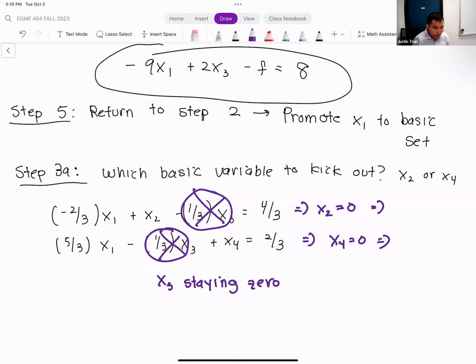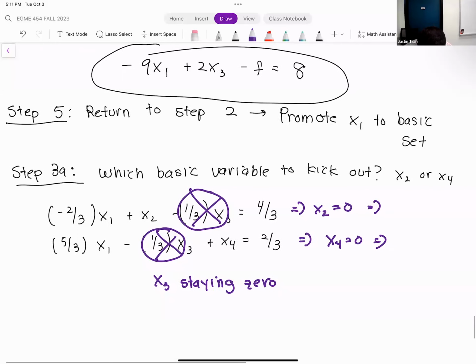If we set x2 equal to 0, that would be going backwards, since we had just promoted x2. Sometimes that could be the solution, maybe x1 needs to go in the basic set but not x2, and that leads to a more optimal solution. But usually that's not the case. Usually if you go to the trouble of promoting a variable, it's going to stay there. And so this actually confirms it.